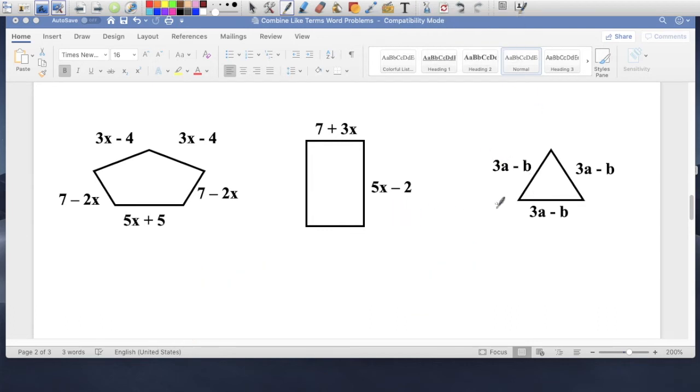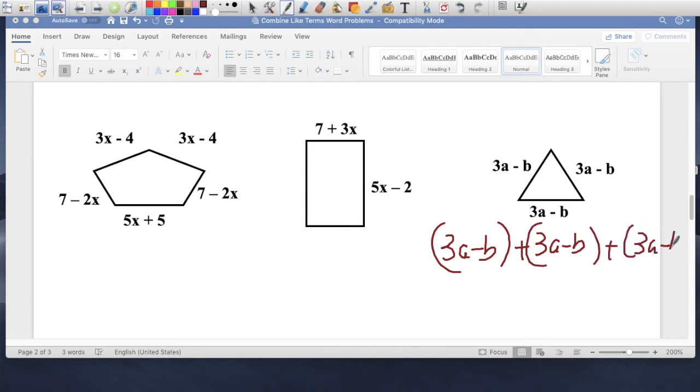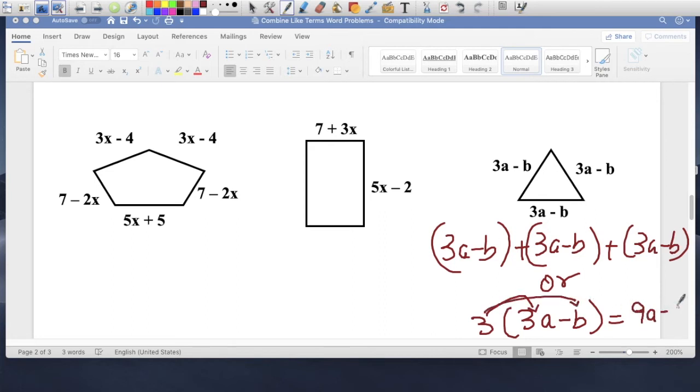Triangle. You can do 3a minus b plus 3a minus b plus 3a minus b, or you can do 3 times 3a minus b. Whichever one you choose. So this becomes 3 times 3 is 9a, and 3 times b is 3b. Final answer 9a minus 3b, which is the same thing.